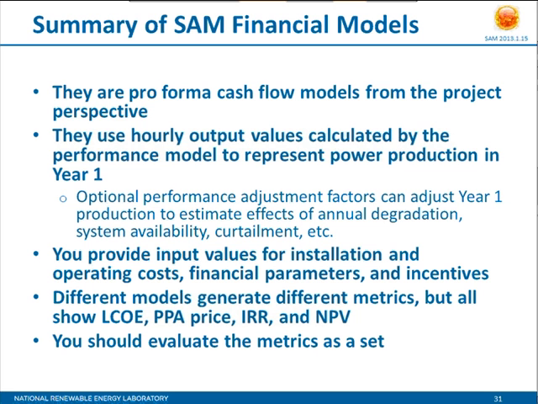So to summarize, the SAM financial models are pro forma cash flow models from the project perspective. They use results from the performance model as input. So the kilowatt hours used in the financial model come from the performance model. You provide inputs for installation and operating costs, financial parameters, and incentives. And then the different models generate different metrics. But they all show the PPA price, IRR, and NPV, which you should evaluate as a set.